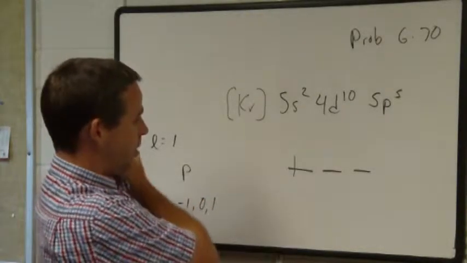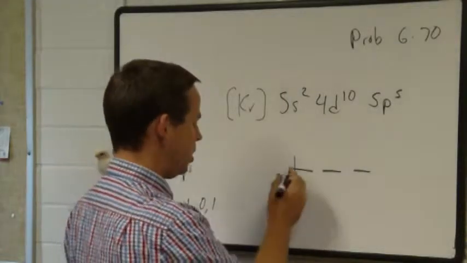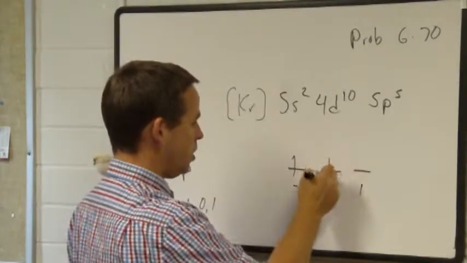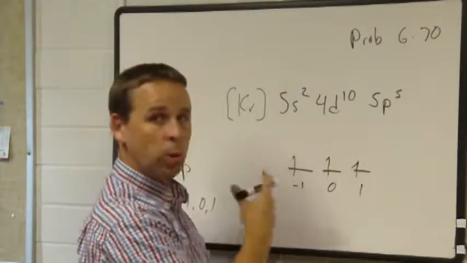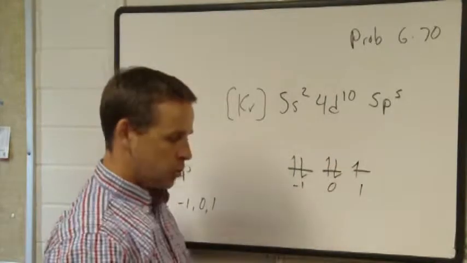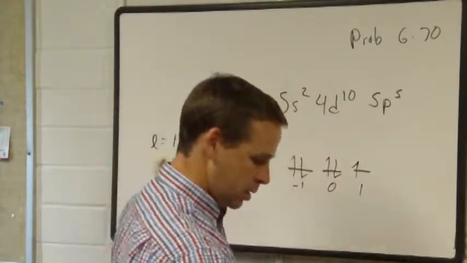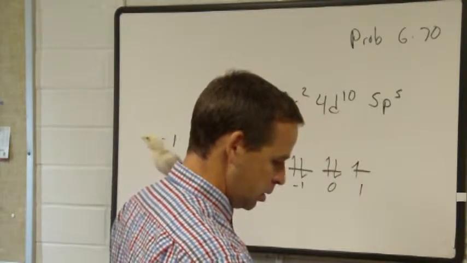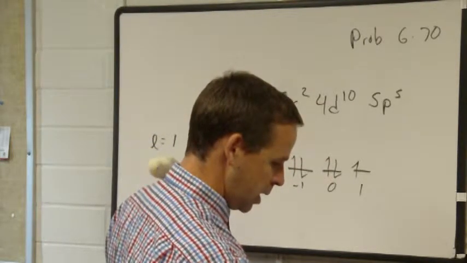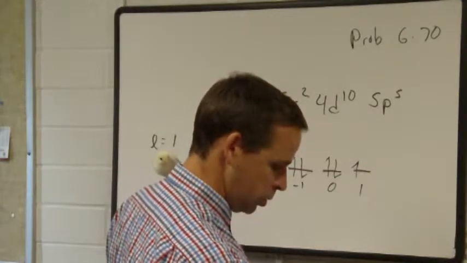-1, 0, and +1, and we have 5 electrons. 1, 2, 3. I have to put 1 in each orbital before I start pairing up 4 and 5. So there's 1 electron that is not paired. All right, so we have to do yttrium, platinum, and ruthenium.